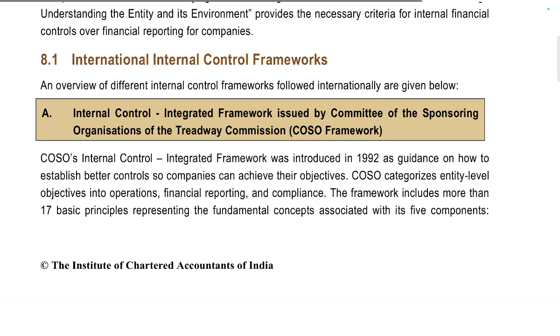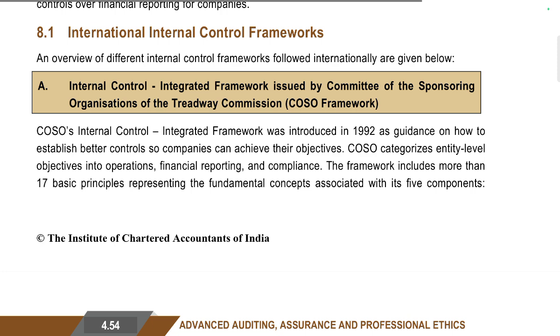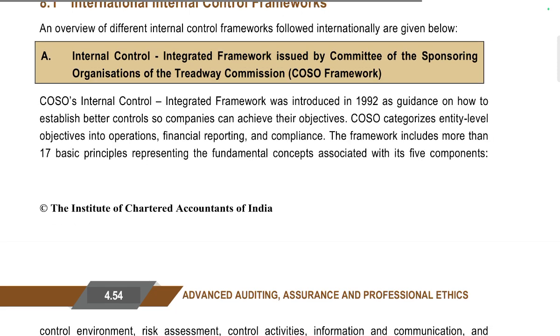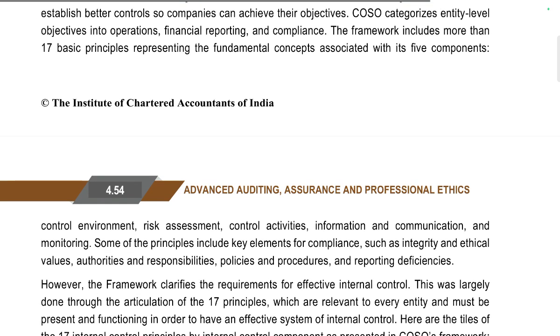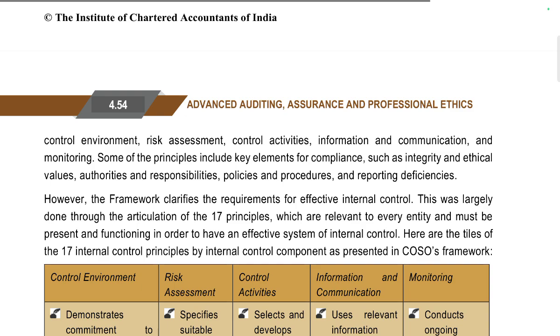Internal control frameworks: an overview of different internal control frameworks followed internationally. The Internal Control Integrated Framework is issued by the Committee of Sponsoring Organizations of the Treadway Commission (COSO). The COSO Internal Control Integrated Framework, incorporated in 1992, gives guidance on how to establish better control in companies to achieve their objectives. COSO categorizes entity-level objectives into operations, financial reporting, and compliance. The framework includes 17 basic principles representing the fundamental concepts associated with the five components.